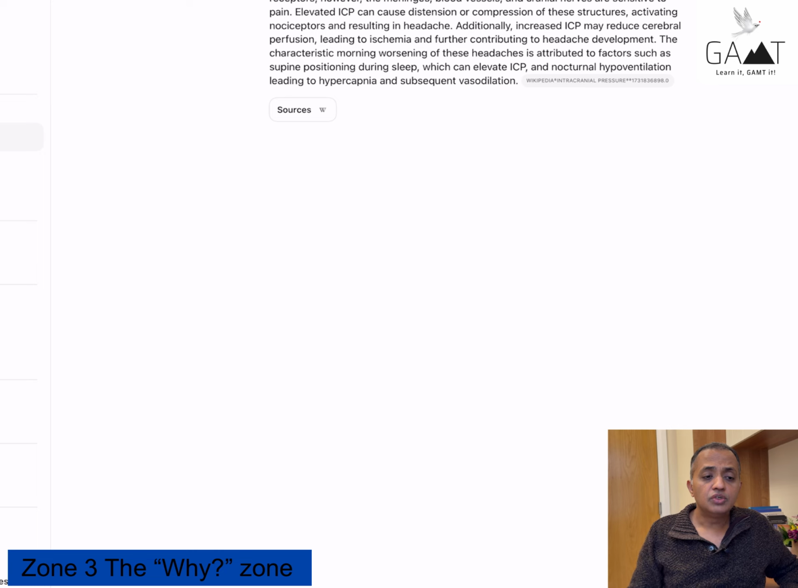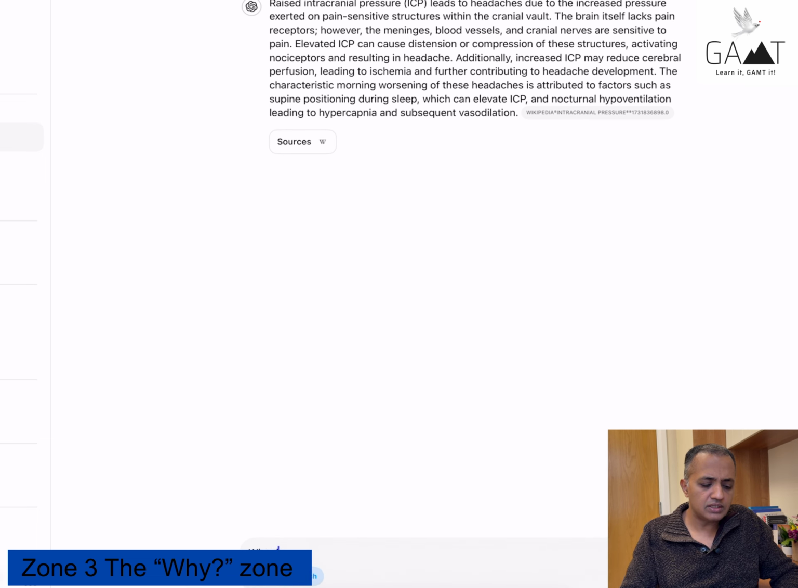So due to increased pressure exerted on pain-sensitive structures within the cranial vault. The brain itself lacks pain receptors, okay, so we all know that. However, the meninges, blood vessels, and cranial nerves are sensitive to pain. Elevated ICP can cause dilation and compression of these structures, activating neural pathways and causing headaches. Okay, so now you know something. This time I'm going to ask: why does raised ICP cause vomiting?